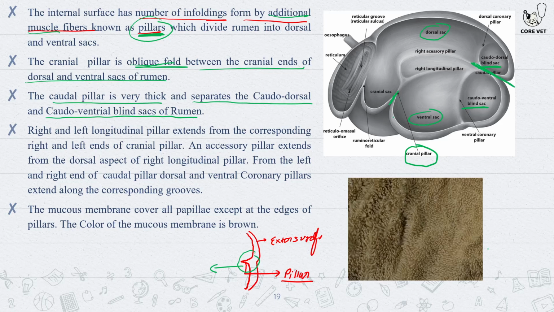Okay, this is the caudal pillar. You can see over here that this is the caudal pillar, right? So what the caudal pillar is doing, it is separating the caudodorsal and the caudoventral blind sacs of the rumen, right?